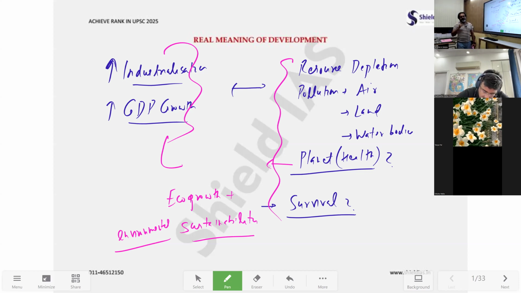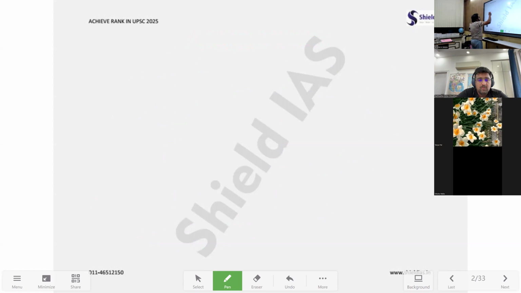Now, the problem this one-sided GDP growth and industrialization has created is also a problem for social welfare or human welfare. First of all, the problem for the planet is environment. Hence, now the requirement is economic growth combined with environment sustainability. Now, the next problem it created.